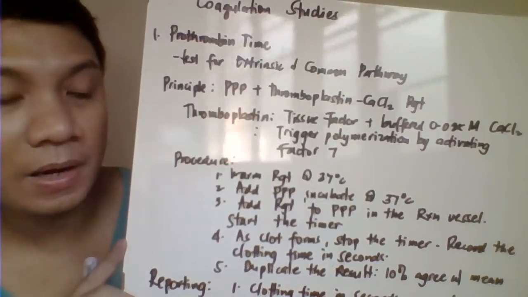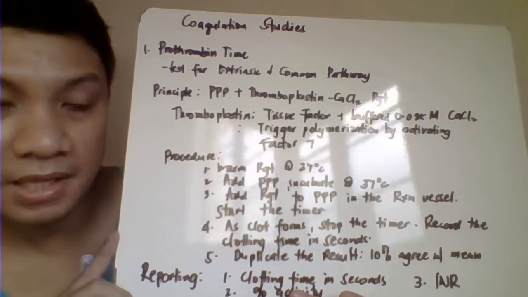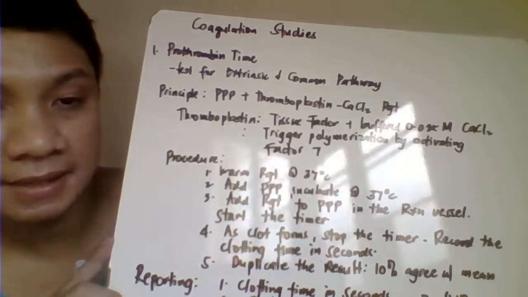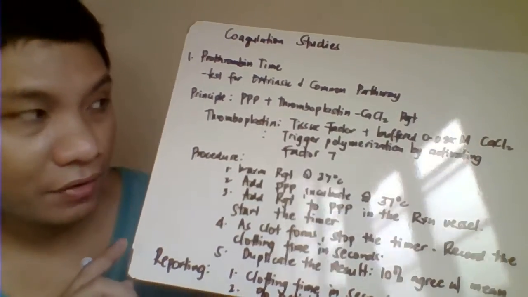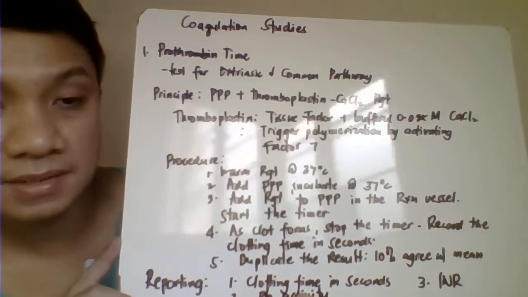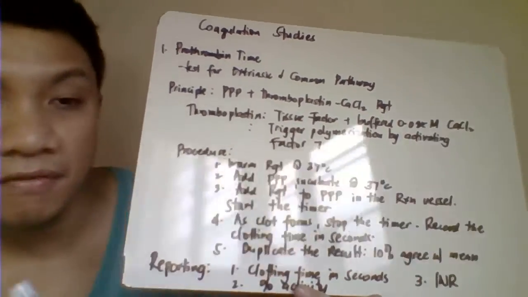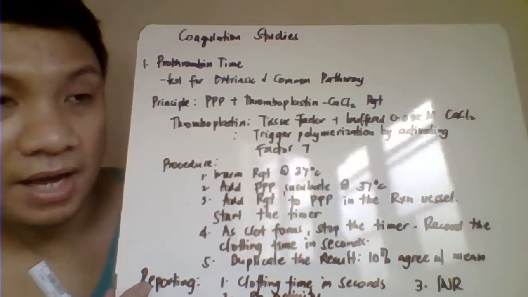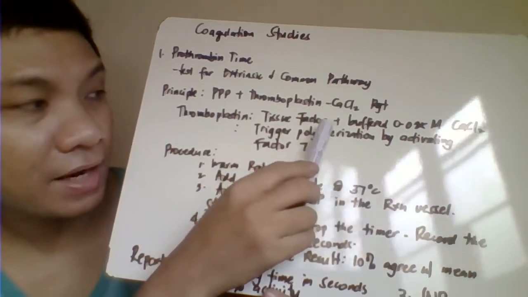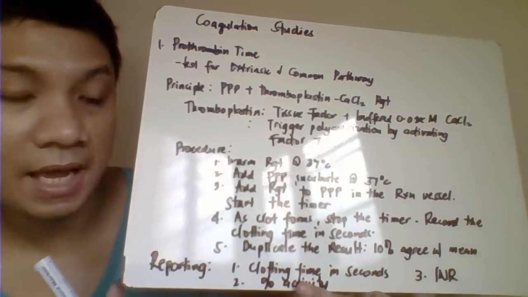increased. Okay, the sample that we use for the prothrombin time is your platelet-poor plasma. That is with the use of your buffered citrate with the blue top sodium citrate. So the plasma of that is the one that's being utilized for this procedure. Okay, and our reagent here is your thromboplastin plus your calcium chloride. Your thromboplastin here is actually a tissue factor. This is factor 3. Okay, plus your buffered 0.025 molar calcium chloride. So this is a tissue factor to activate factor 7 in the plasma of our patient.